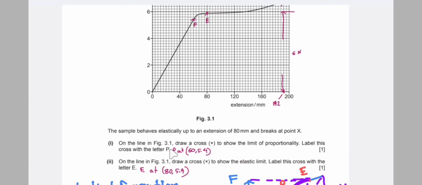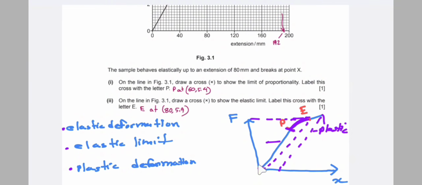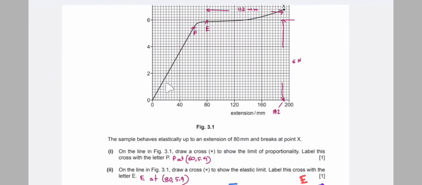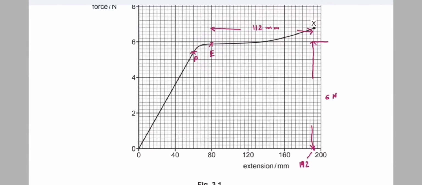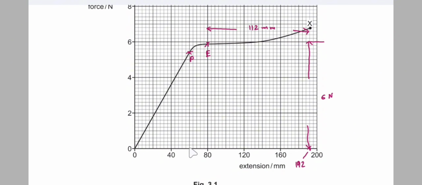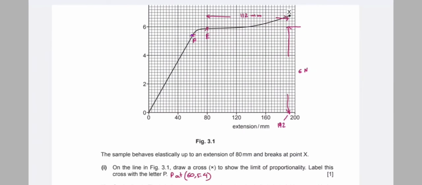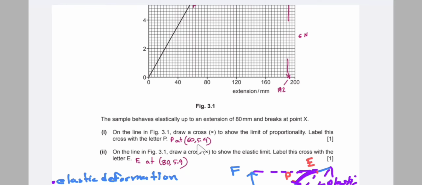Then on the line in figure 3.1, draw a cross to show the limit of proportionality. Label this cross with letter P. So we know that the limit of proportionality is the point at which the force-extension graph becomes non-linear, or not a straight line. Up to the limit of proportionality, this is a straight line, that is, force is directly proportional to extension. So we can consider this point as the limit of proportionality, and this point has a value of 65.4.